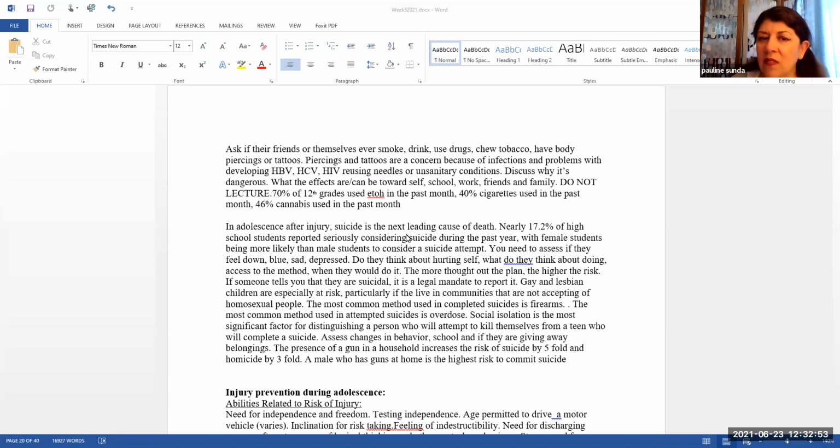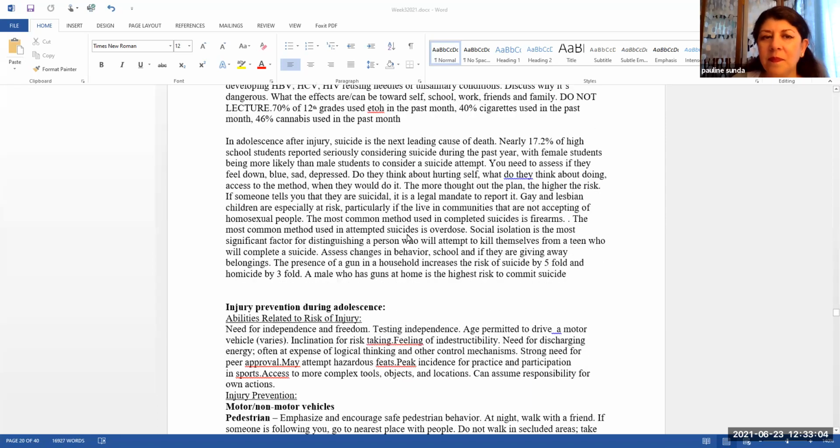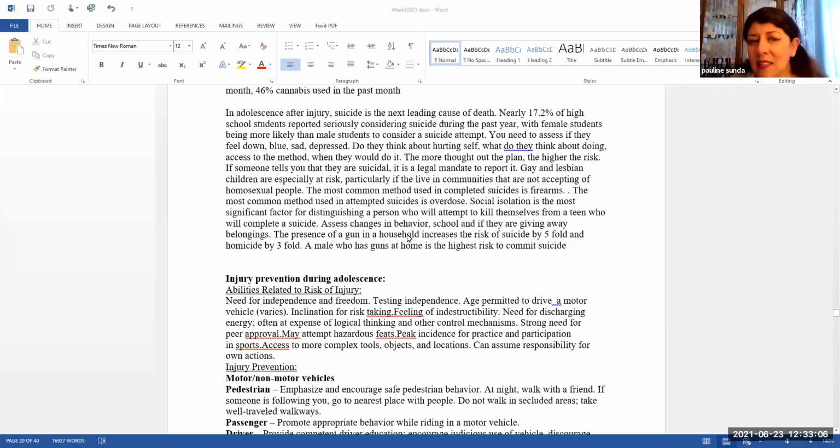Roughly 70% of 12th graders used alcohol in the last month, 40% used cigarettes in the last month, and 46% used cannabis in the last month. In adolescence, after injury, suicide is the leading cause of death. Nearly 17.2% of high school students reported seriously considering suicide during the last year, with female students being more likely than male students to consider a suicide attempt.